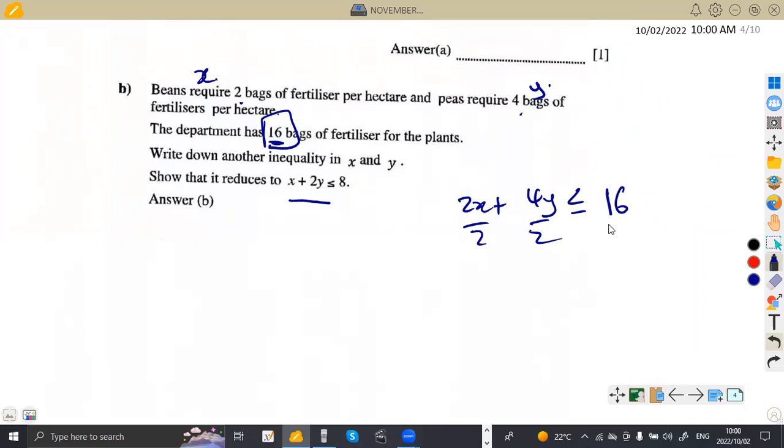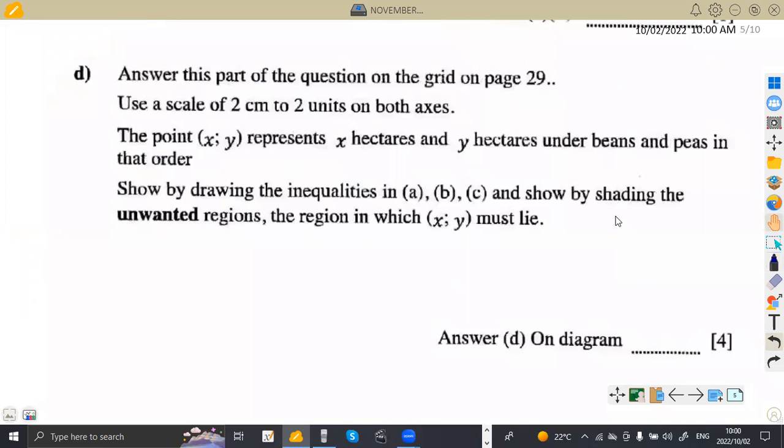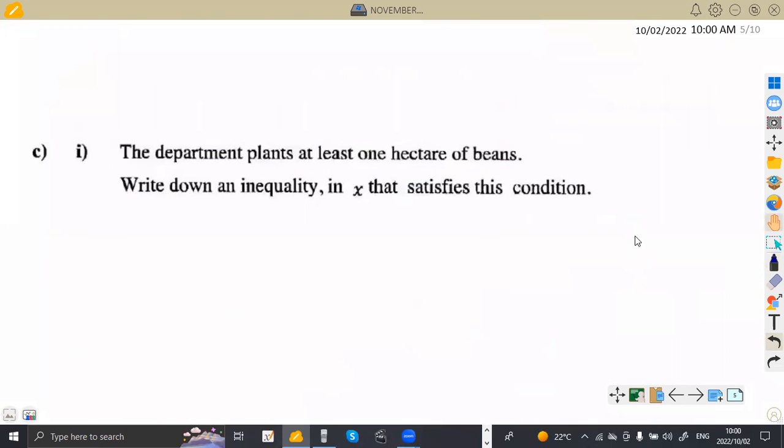So divide by 2 throughout so that we can reduce this. So X plus 2Y is less than or equal to 8. So we've got the second inequality according to the information. Let's see the other part. All right, is it done? Okay, here is another part again.